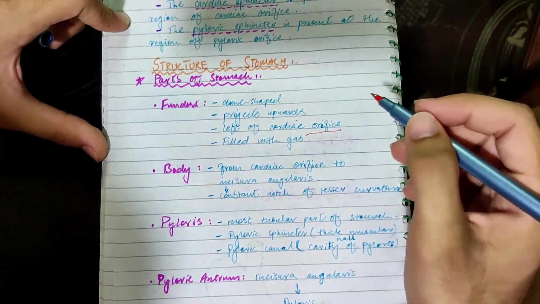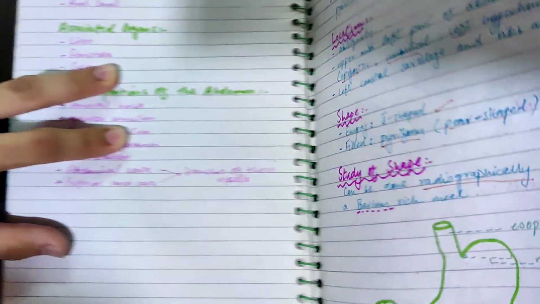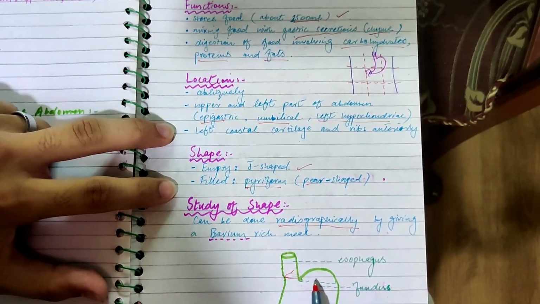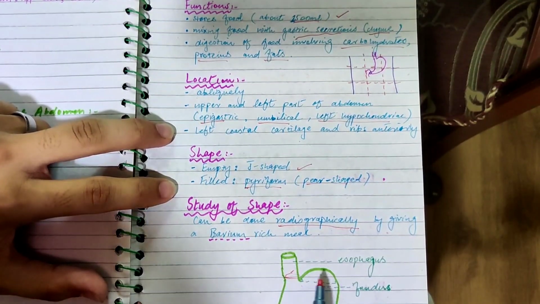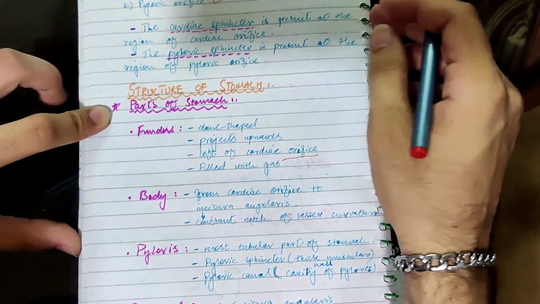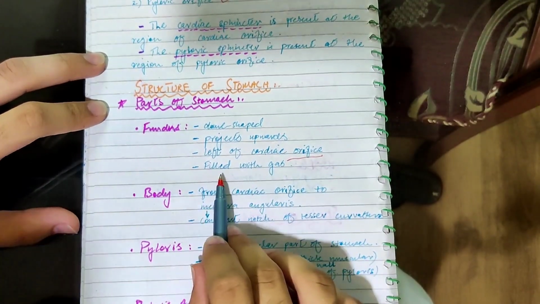The cardiac orifice I showed you. The fundus is present on the left of the cardiac orifice. This is the cardiac orifice, and this is the fundus. So why is it dilated? It is because of the gas which is filled inside it.